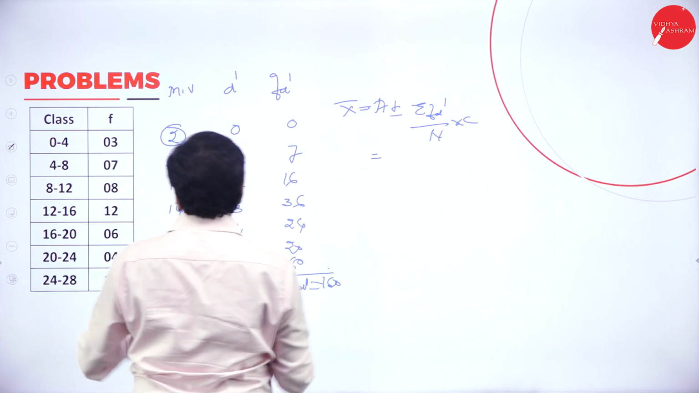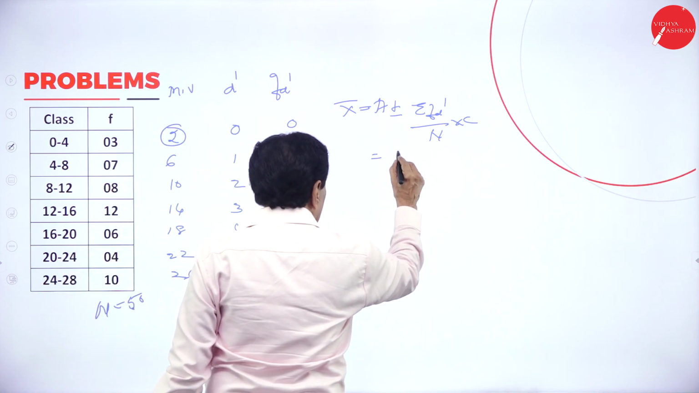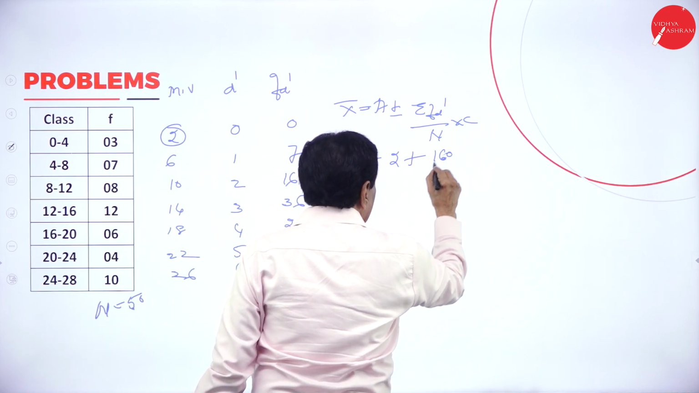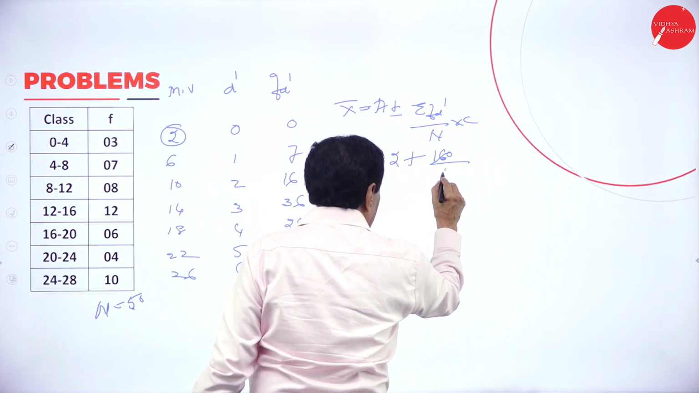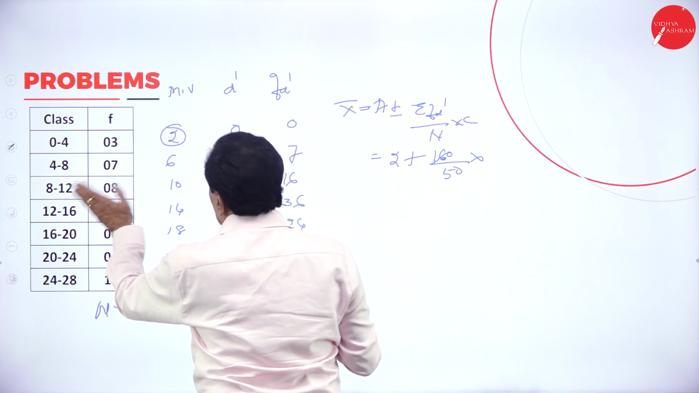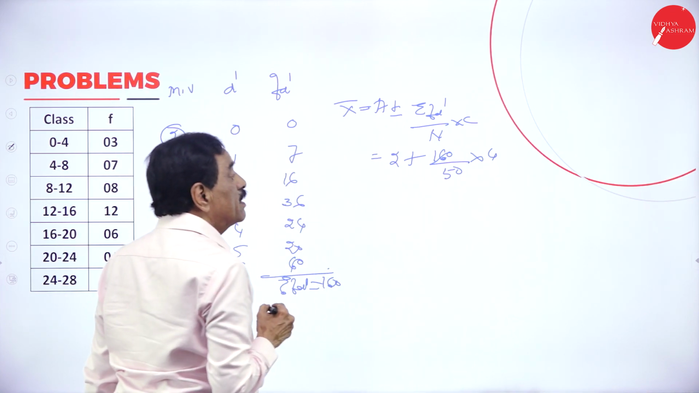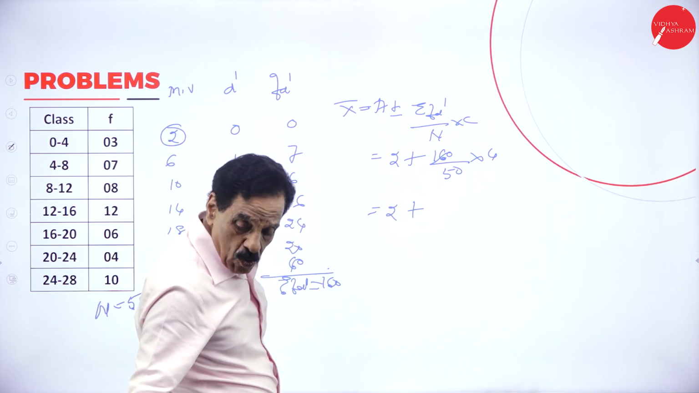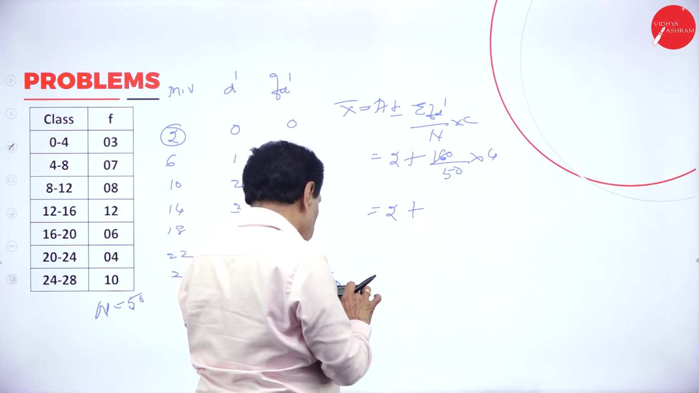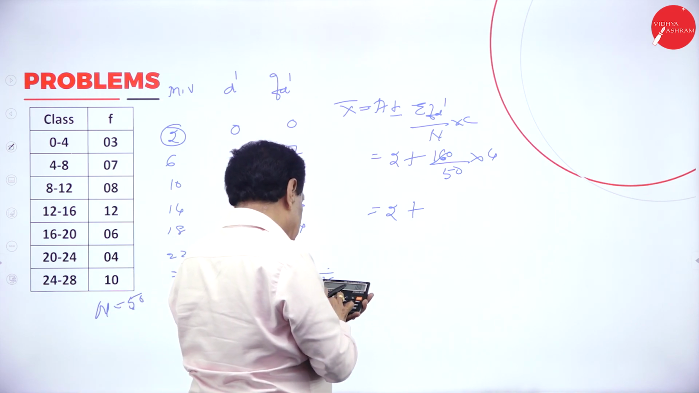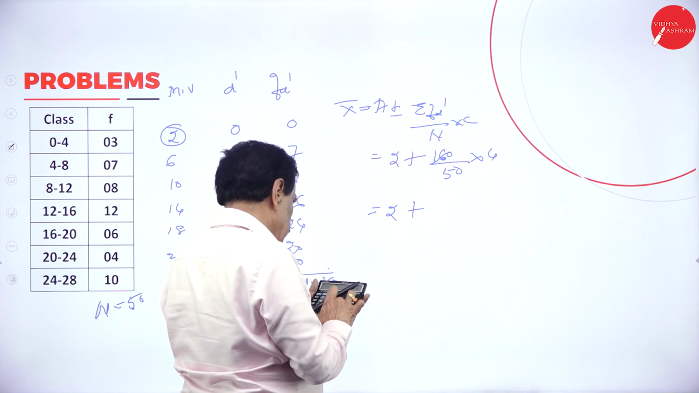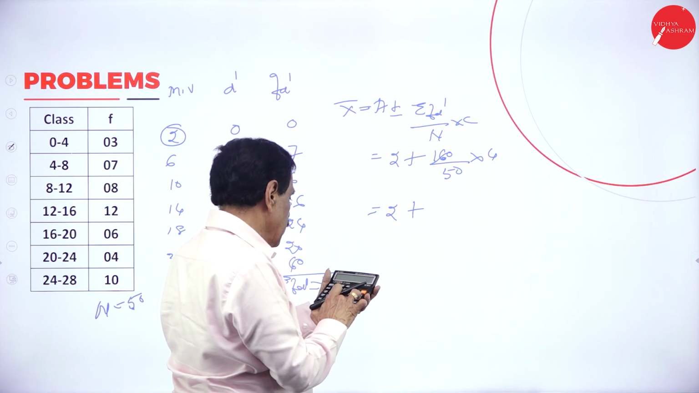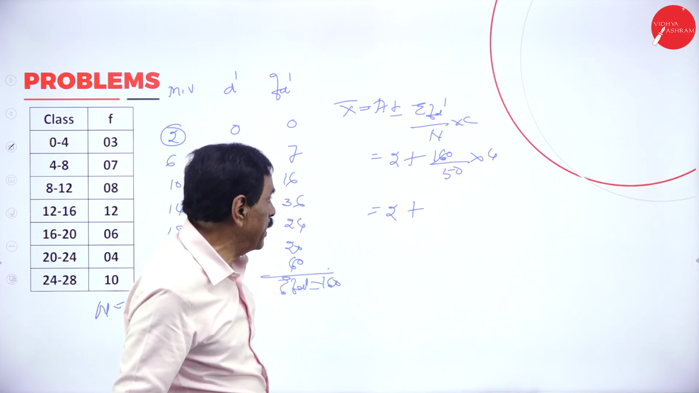Now, which number is assumed? First number is assumed, 2. What is your sigma fd'? 160. Your number of frequency is 50. Your class interval 0 to 4 means 4. Simplify this: it is equal to 2 plus 160 into 4 divided by 50 is equal to 12.8.